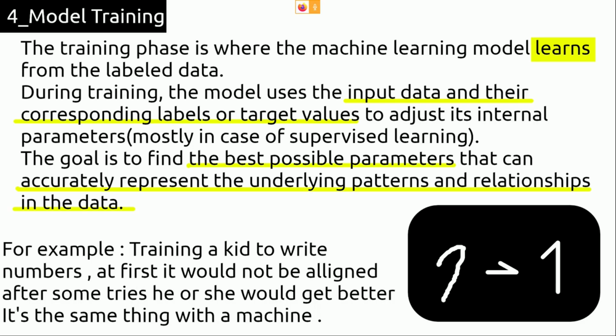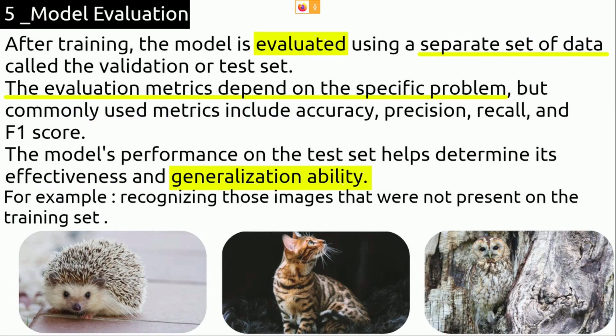Okay, so the model selection is a whole new topic, and I will try to talk about it later on. Okay, so let's continue. And then there is the model evaluation. After training, the model is evaluated using a separate set of data called the validation or test set. The evaluation metrics depend on the specific problem, but commonly used metrics include accuracy, precision, recall, and F1 score.